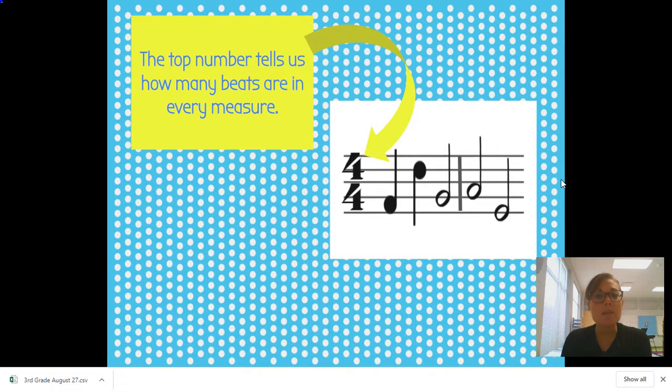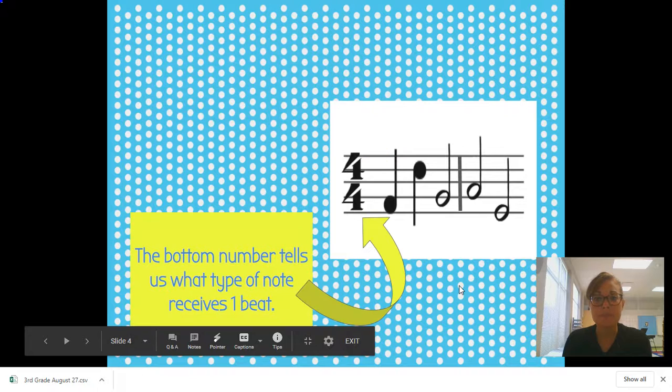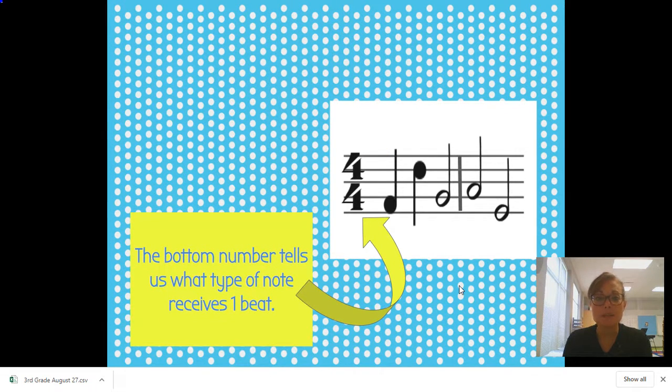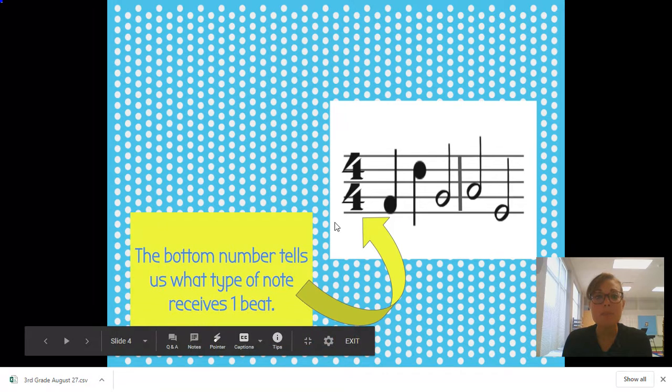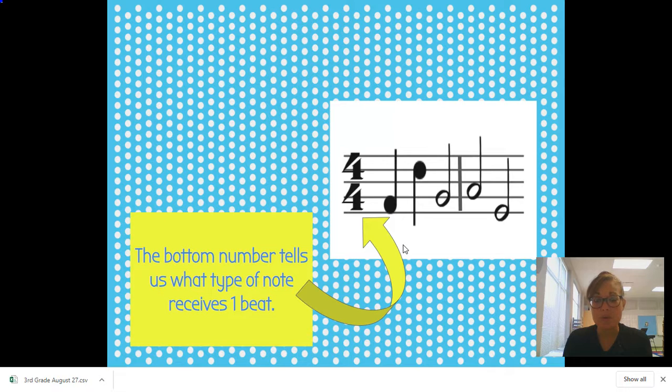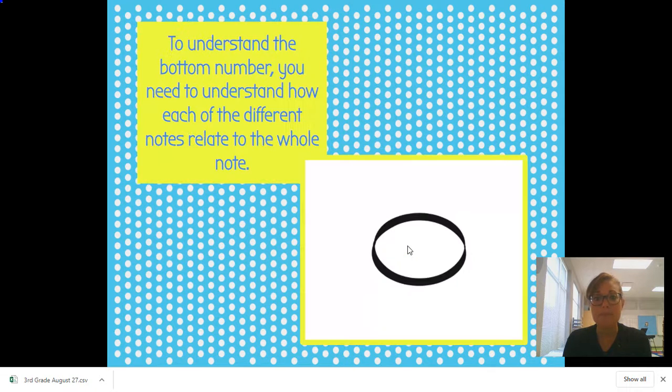The top number of the time signature tells us how many beats are in every measure. So in this time signature 4/4, the top number is 4. That means there will be 4 beats in every measure. The bottom number tells us what type of note receives 1 beat. Because the bottom number is 4, it is telling us that the quarter note is going to equal 1 beat.